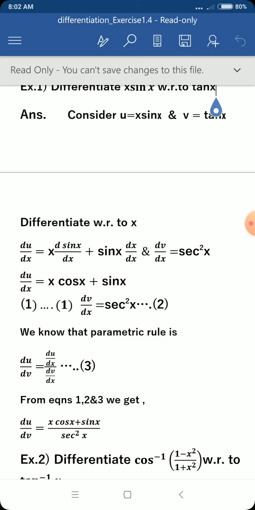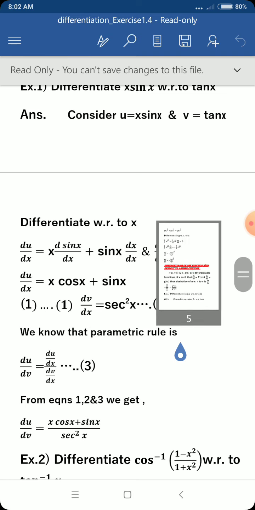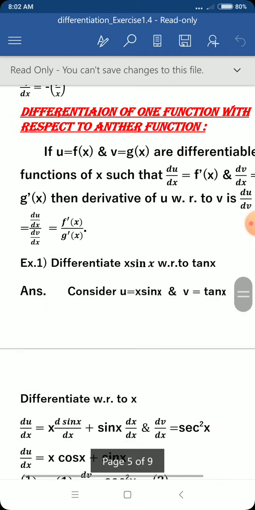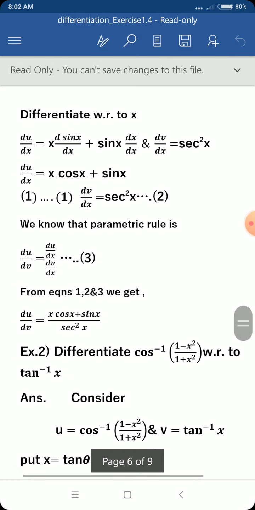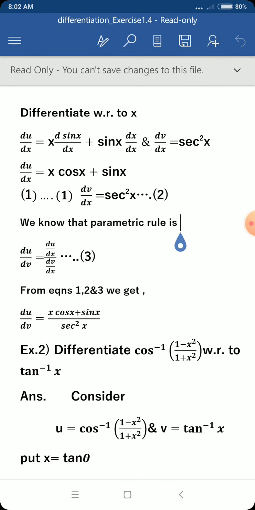Now, the derivative of the second equation v equal to tan x: dv upon dx equal to the derivative of tan x, which is sec square x. Therefore, we get dv upon dx equal to sec square x. Call this equation number second. We know that the parametric rule is du upon dv equal to du upon dx upon dv upon dx. Call this equation number third.